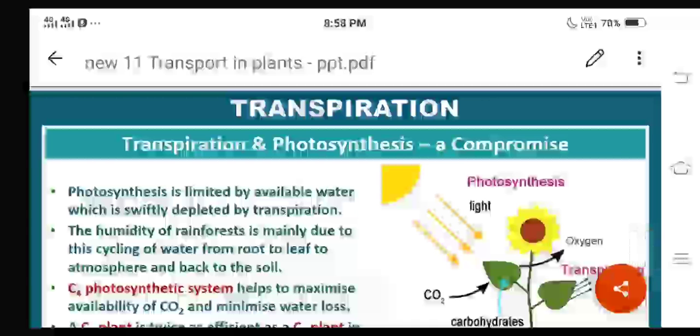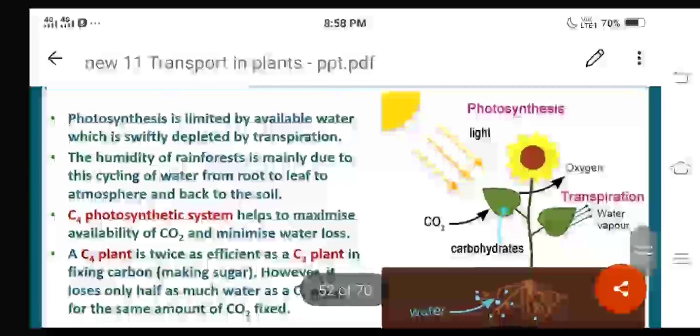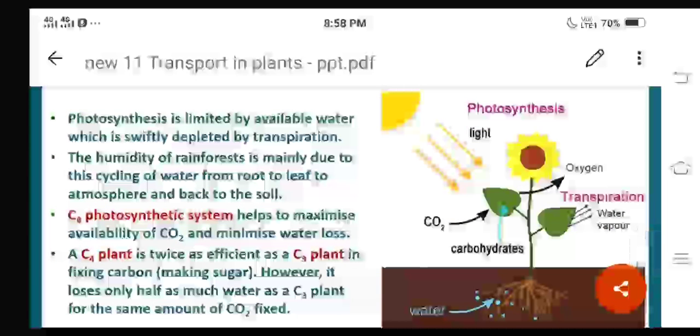The next point is the C4 photosynthetic system, and we also call it the C4 pathway. You have already studied this concept in photosynthesis. C4 pathway means what here? It is nothing but an alternative pathway of carbon dioxide fixation. We can easily define it like this: it is an alternate pathway of carbon dioxide fixation which is found in some of the monocot plants as well as in some of the dicot plants.